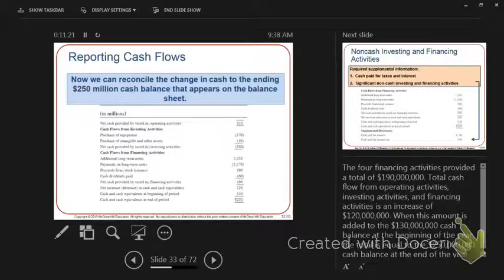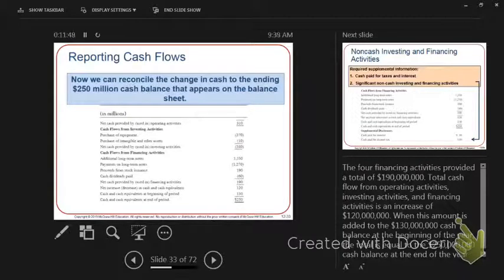Then look here, this is our 130. I gave you guys that, and I gave you this 250. Those are the two other numbers in cash. When we first looked at the balance sheet, it had $130 million for beginning cash. Then it had ending cash of 250, and it had a change in cash of 120.